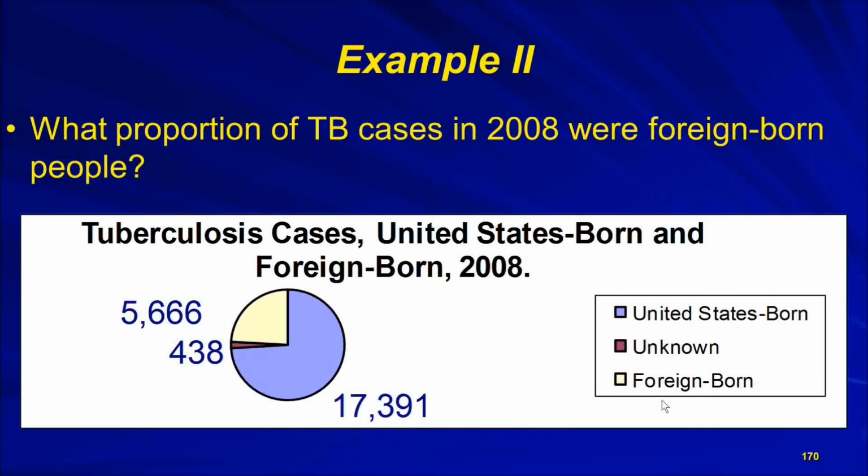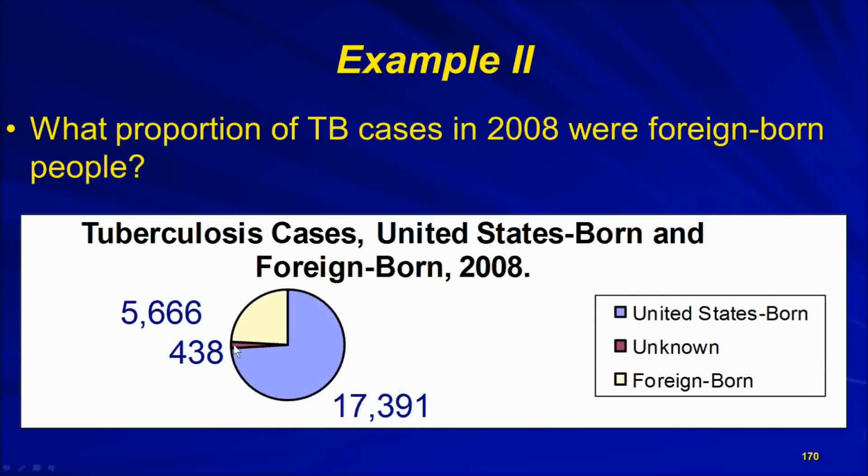Now, first off, we have to remember that all of the people in the pie chart have TB. Everybody has TB. Okay? And so we want to know what proportion of the TB cases in 2008 were foreign-born people. Okay, so foreign-born has to do with the yellow, right? Is that correct? The cases designated in red, we don't know whether they are foreign-born or domestically born, but they do have TB, right?